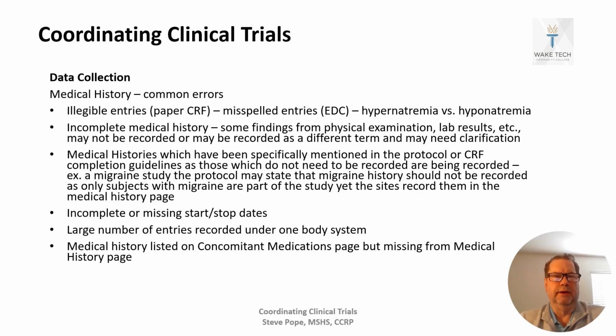Some of the errors or inconsistencies that are likely to appear on medical history pages might be illegible entries if you're using a paper document, and misspelled entries, which could occur on either paper or EDC. I've listed a couple of examples there: hypernatremia versus hyponatremia. They're two completely different items, and so that sometimes can create some inconsistencies.